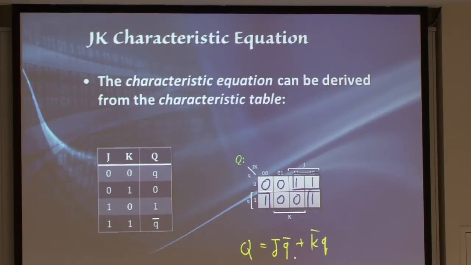Why did I write Q0? Habit. And this is the characteristic equation of this flip-flop.